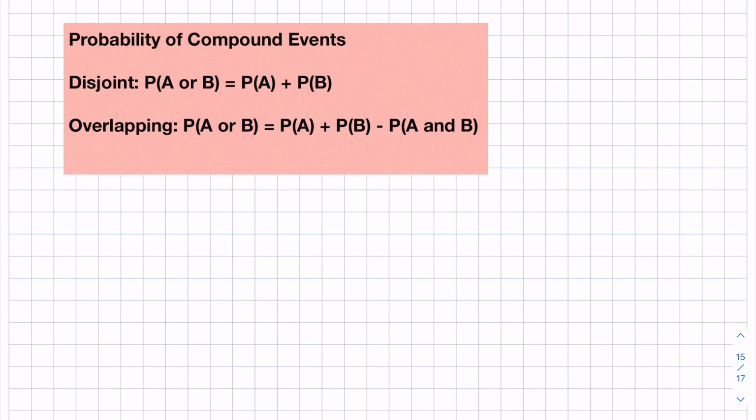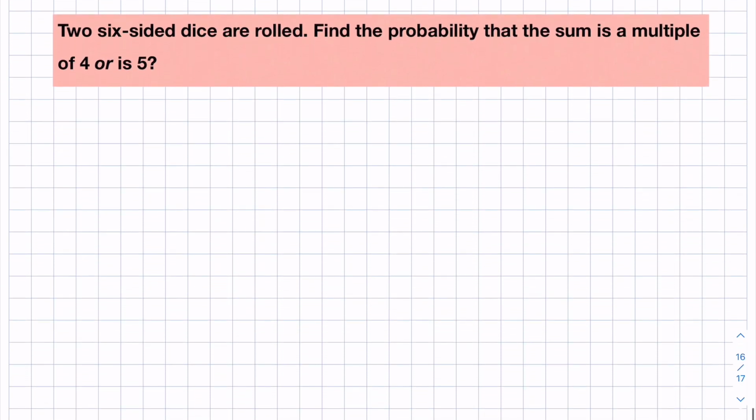You probably have a lot of questions at this point, like what does it exactly mean to have compound probabilities, and what is disjoint and what is overlapping, and how do you differentiate between them? I'm gonna explain these things with different examples. So let's start with this one.